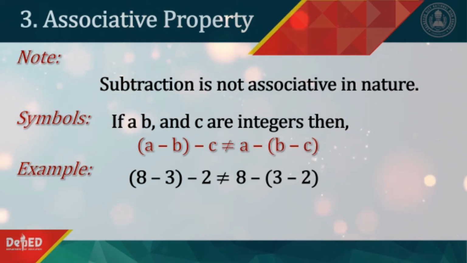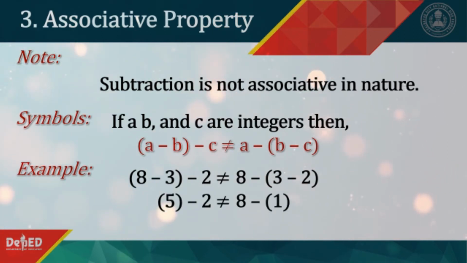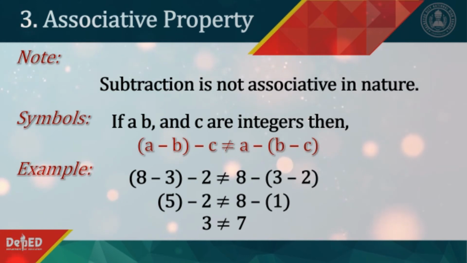Because if we calculate those that are inside the parentheses first, we come up with 5 minus 2, which is not equal to 8 minus 1. Because 5 minus 2 is equal to 3, and it is not equal to 8 minus 1, which is equal to 7.